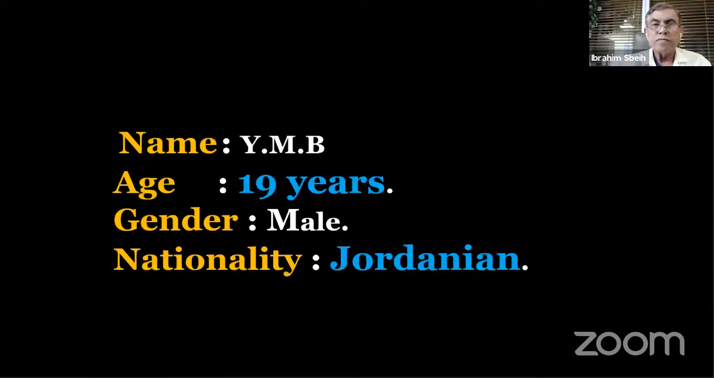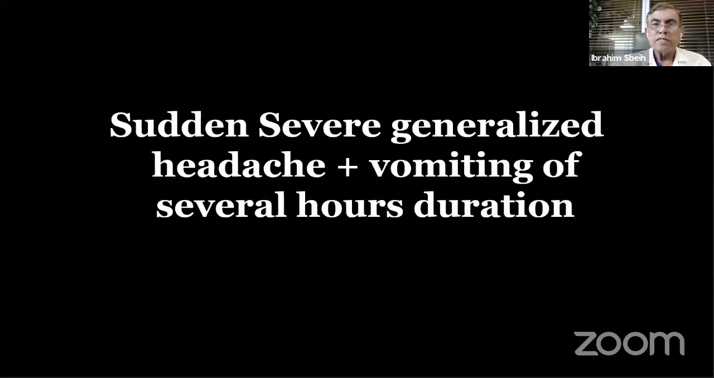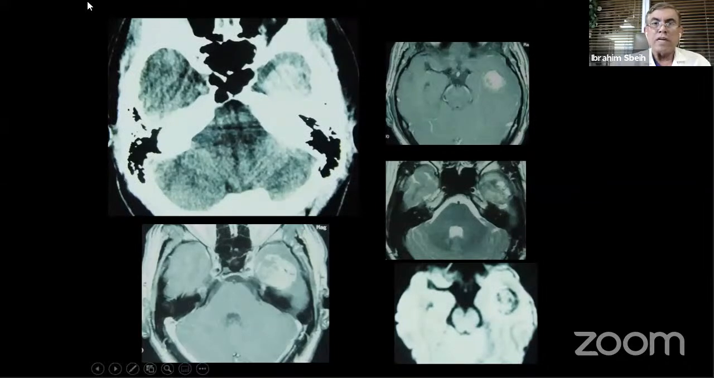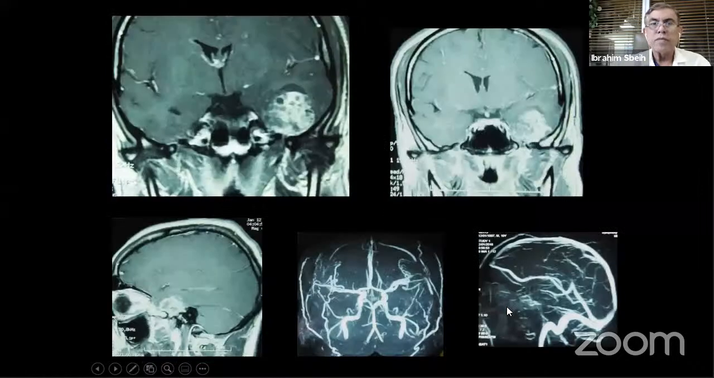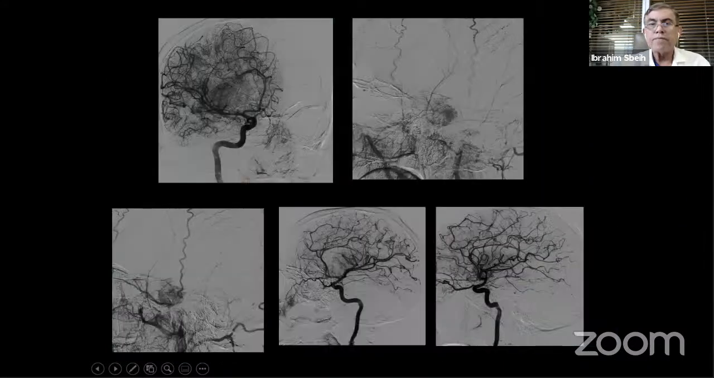Case number two: a 19-year-old male Jordanian patient, sudden severe headache and vomiting, several hours duration, diagnosed as gastroenteritis. It was not gastroenteritis, it was hemorrhage into the brain, hemorrhage into a lesion in the brain. That's the lesion and the hemorrhage inside it. The MRA, MRV did not show any underlying vascular pathology.